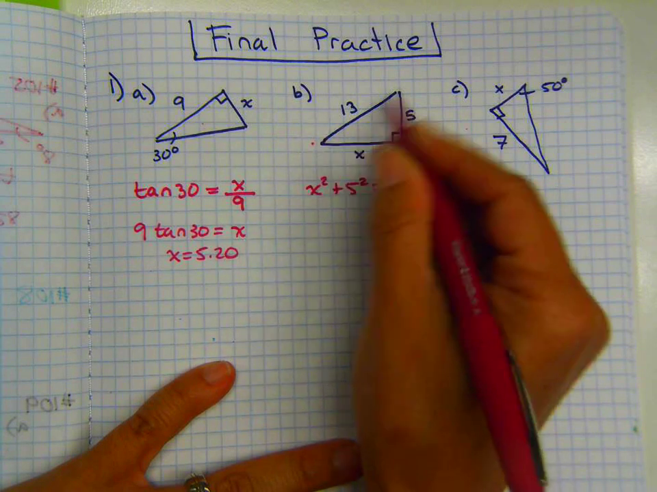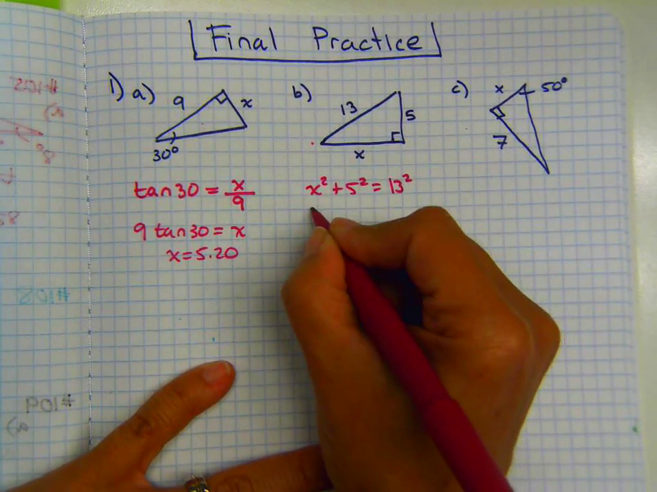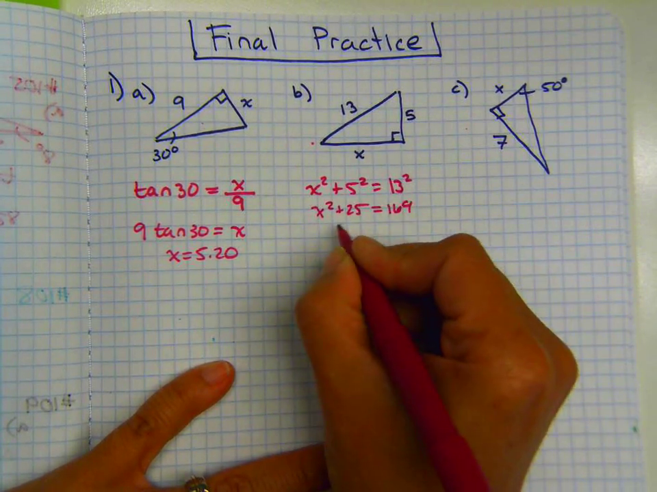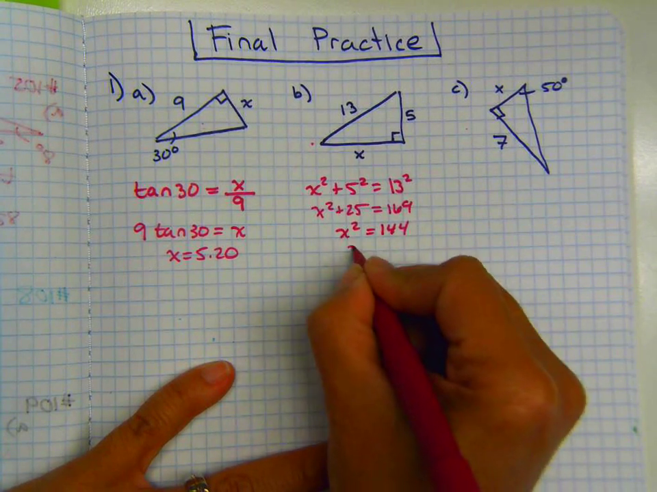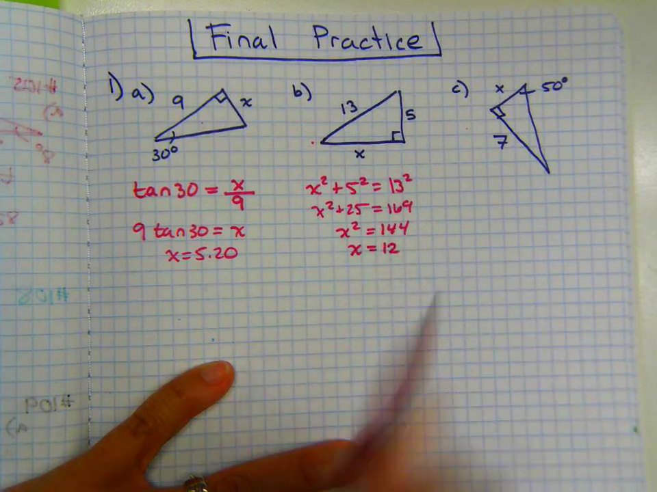Now notice 13 is my longest side, so that's got to be all the way over here by itself. So we have x squared plus 25 equals 169, minus 25 from both sides. It's 144, and how nice. The square root of 144 is just 12.